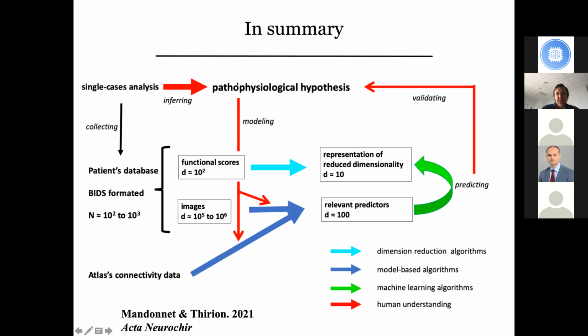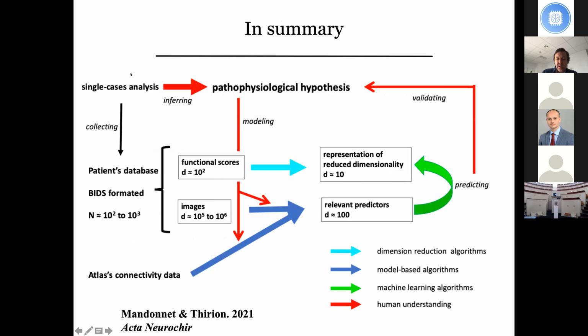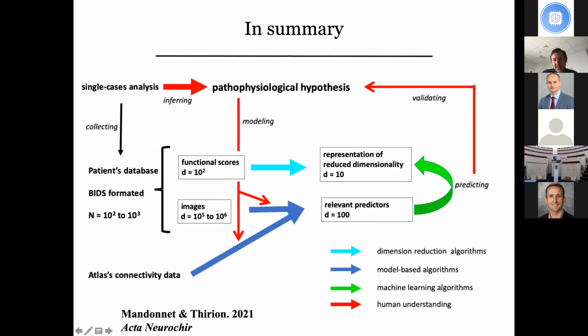So in summary, the clinician has an important role to play because from single case analysis, they are able to infer a pathophysiological hypothesis. And this pathophysiological hypothesis will help to reduce the dimensionality of the problem by including our knowledge of connectivity data of how the brain is functioning, and by including the information from patient images, because of course, the method can work if we are using the resting state and the tractography of the patient himself. So thanks to this pathophysiological hypothesis, we can reduce the huge dimensionality of the images to a relevant set of predictors, which is about 100 predictors, let's say.